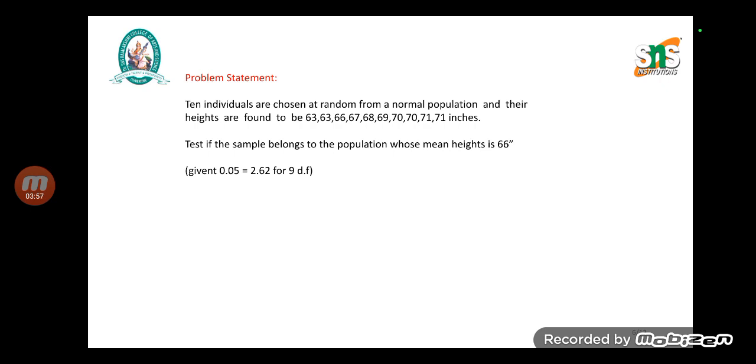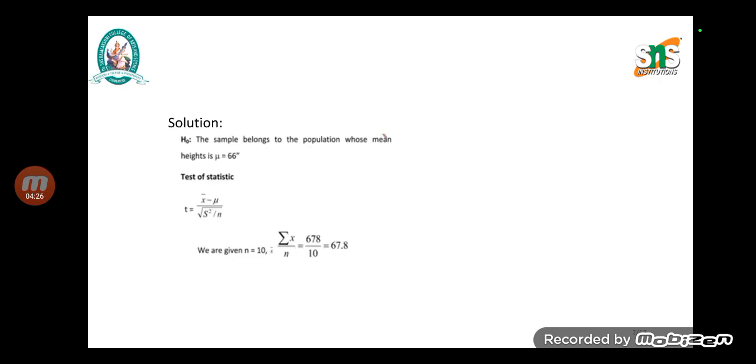Here what is the problem? There are 10 persons, and we take their heights in inches, 63, 63 and so on up to 71, to test whether the population average height is 66. So the number of data is 10. Since 10 is less than 30, we apply the small sample test or student t-test. So what is the test statistic? It is x bar minus mu divided by root of s square by n, or s by root n.